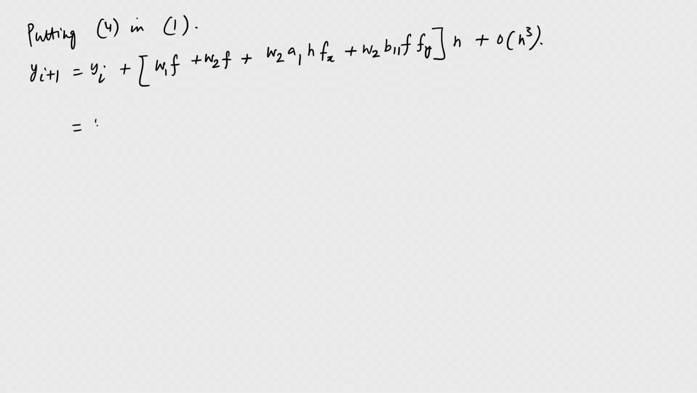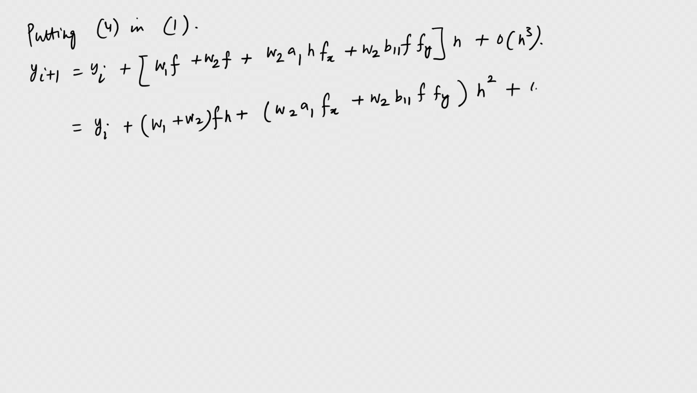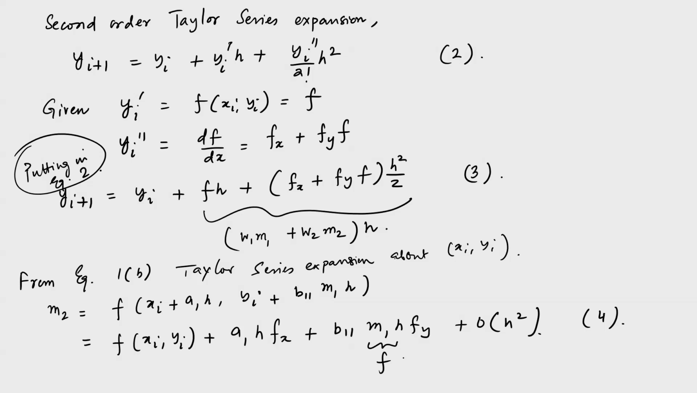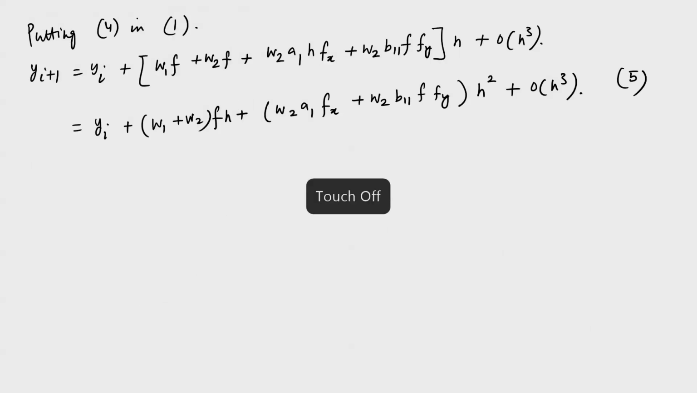If I rearrange this a little bit, then this becomes equal to (W1 plus W2) f, plus sorry, there is an h also, and there is (W2 A1 f x plus W2 B11 f f y) into h square, and then of course, we are skipping terms from h cube onwards. So, let us call it as equation 5, and if you compare the right hand sides of 3 and 5, then we can write.